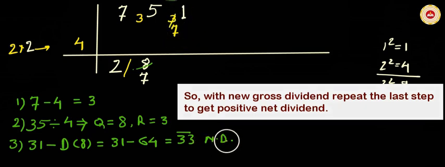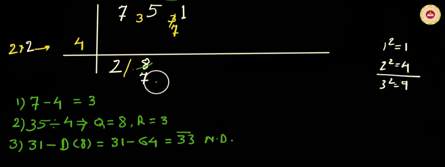Net dividend is negative. So it is clear that in the previous step we had divided in excess. So to bring net dividend positive, we reduced previous quotient by 1 and we wrote 7. And if you reduce quotient by 1, then obviously value of remainder will increase by value of divisor. Okay, now read this as 71, which is our new gross dividend.